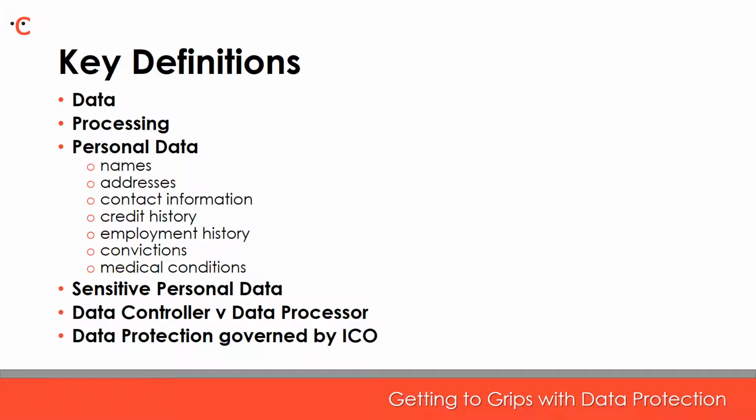A common example for businesses is a third-party payroll provider, where the business or organisation may hold the personal data and they simply give it to a third party to process the payroll, but that's all they use it for. And a data subject is any individual about whom data is processed. As a final point here, data protection is governed by the ICO, that's the Information Commissioner's Office.